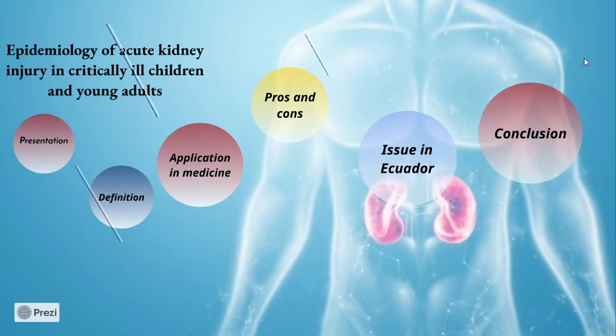Hello to everyone. My name is Helen Herrera and today I'm going to talk about epidemiology of acute kidney injury in critically ill children and young adults.